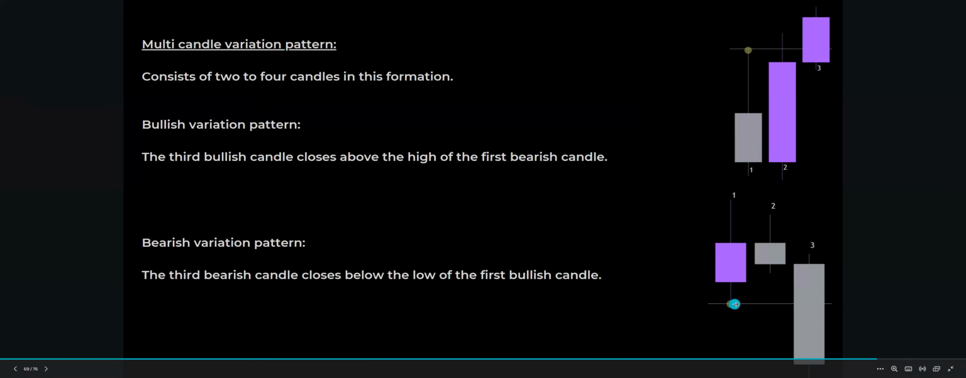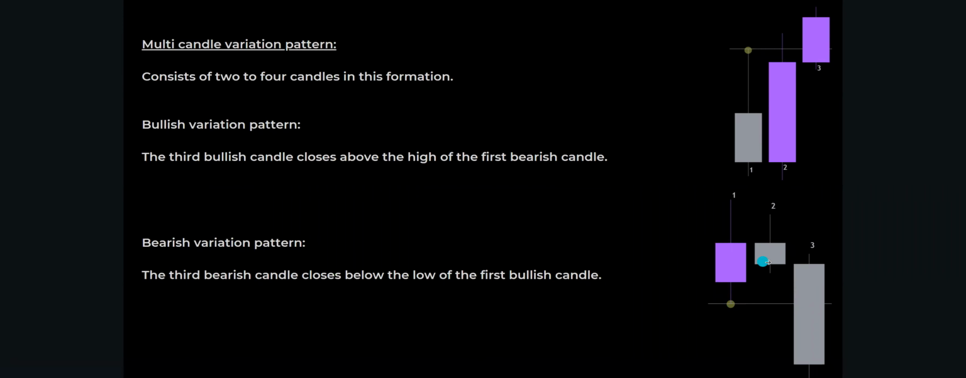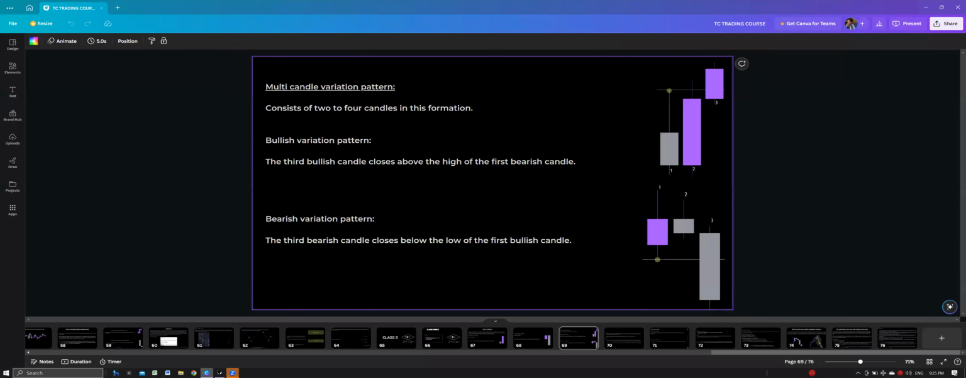Just like that, for the bearish variation pattern, you see the third candle closes below the low of the first bullish candle, right? Because the second candle doesn't even have an engulfing. The third candle gives you that variation that you want, right? So let's look at a few examples here.